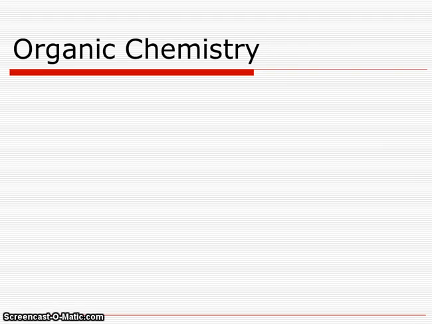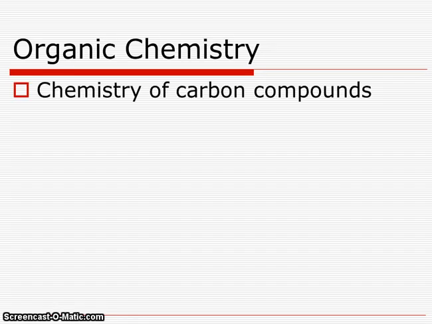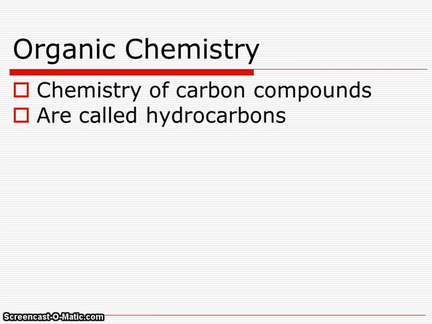In this lesson, we're going to talk about organic chemistry. When we talk about organic chemistry, we're dealing with the chemistry of carbon-containing compounds. And when we deal with carbon-containing compounds, they're also called hydrocarbons. That name tells us that they have carbon atoms and hydrogen atoms in them. So all organic compounds contain carbon and hydrogen.